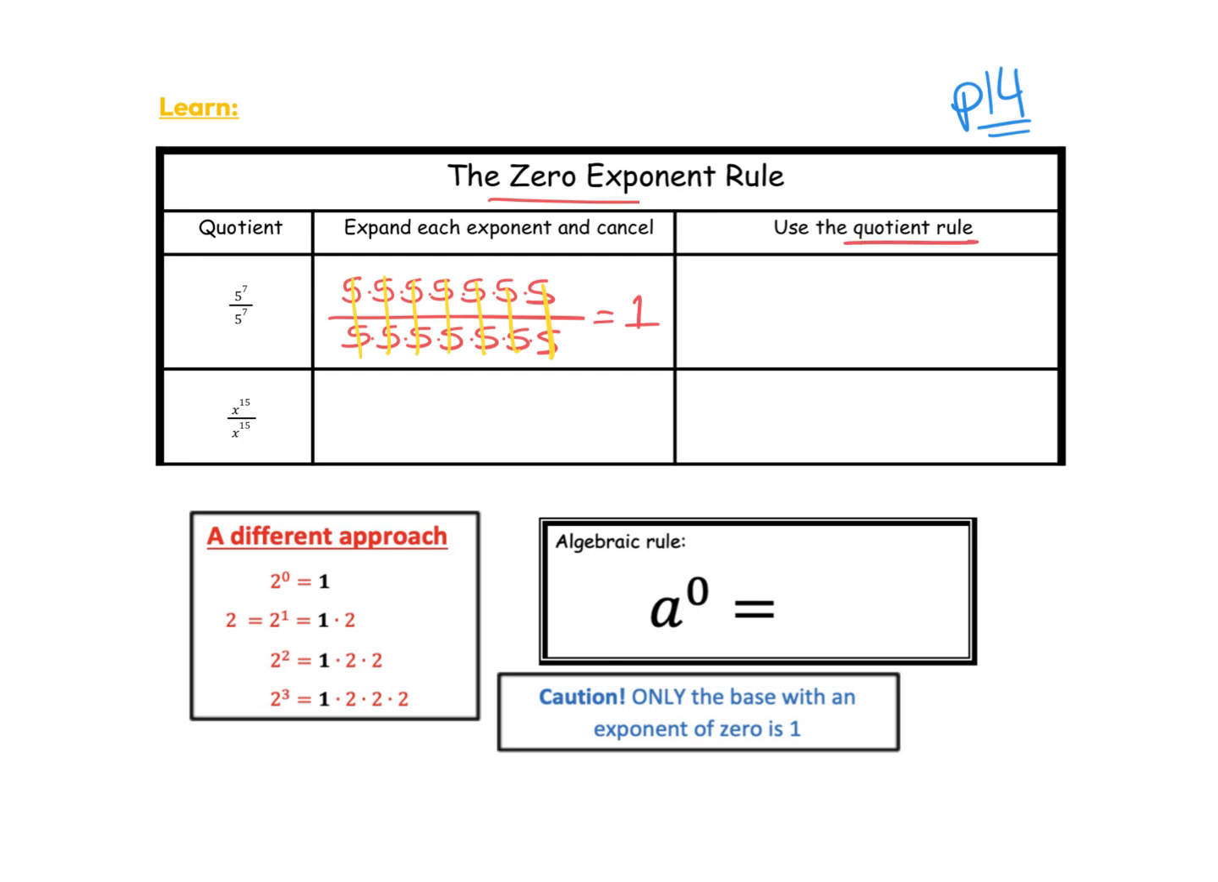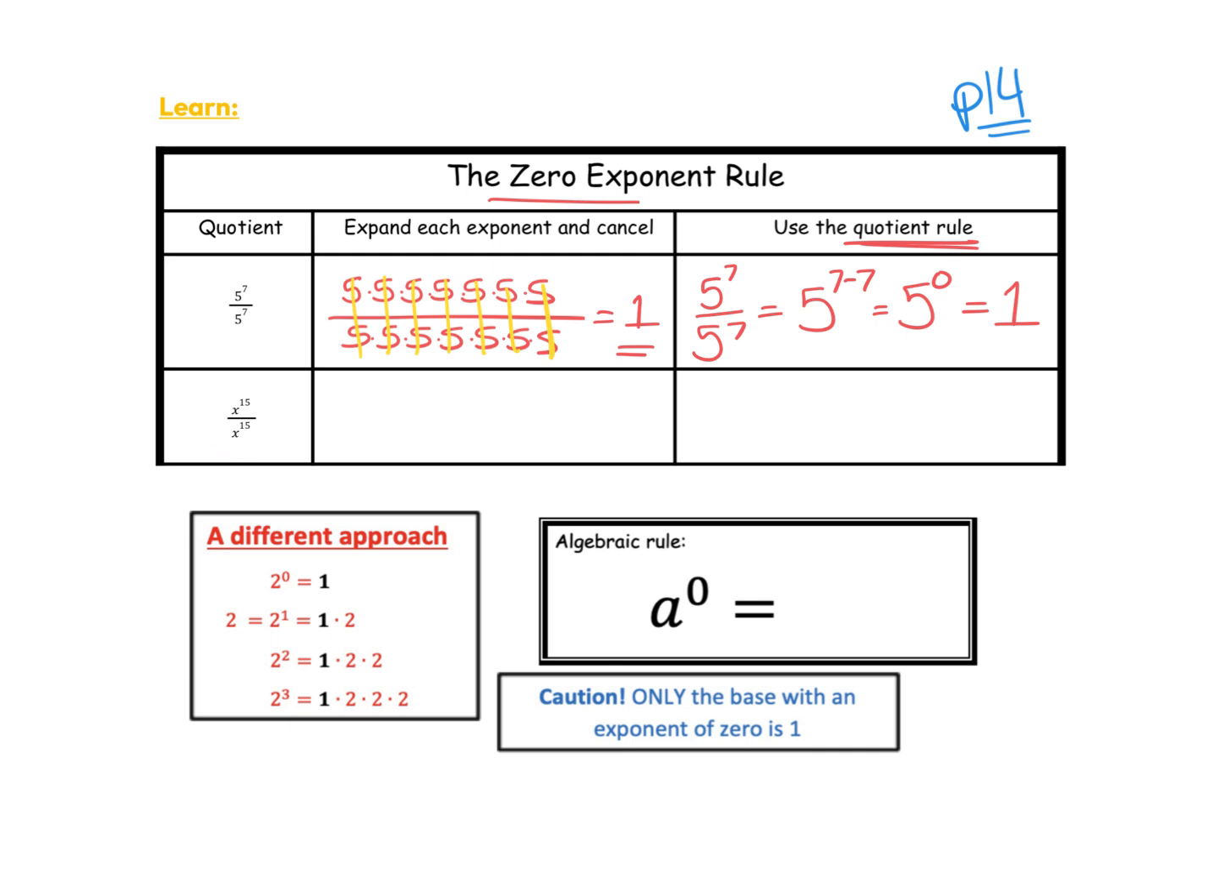But if I want to use the quotient rule, it says that when you are dividing and the bases are the same, you can subtract the exponents. So this is the same as 5 to the 7 minus 7. Well, 5 to the 7 minus 7 is 5 to the 0. We just proved that 5 to the 0 equals 1 by expanding it out, and now we've used the quotient rule to prove the same thing. We could show the same thing with this next expression, x to the 15th over x to the 15th.